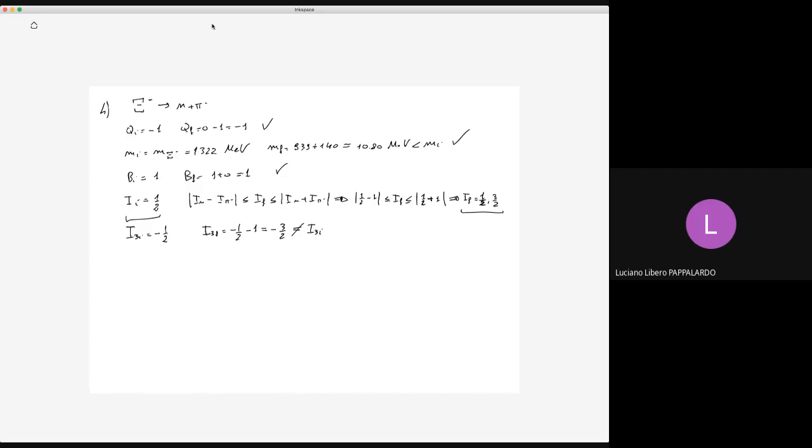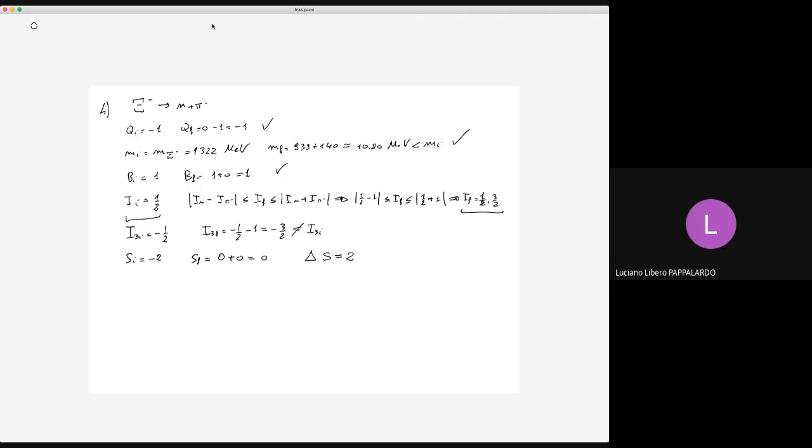So let's check the strangeness. The strangeness in the initial state is -2. We have two s quarks in the xi minus baryon. The strangeness in the final state is 0 because it's 0 for the neutron and 0 for the pion. So we have a delta S equal to 2. Now, delta S equal to 2 is a strong violation of strangeness, but still this is in principle allowed by weak interactions. Weak interaction can violate whatever thing.